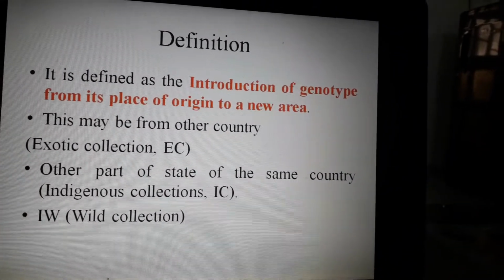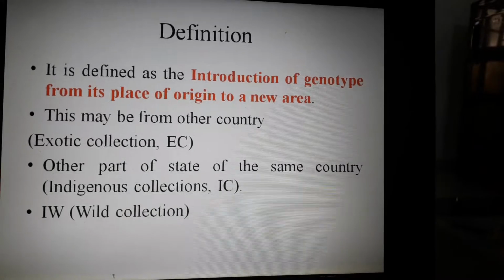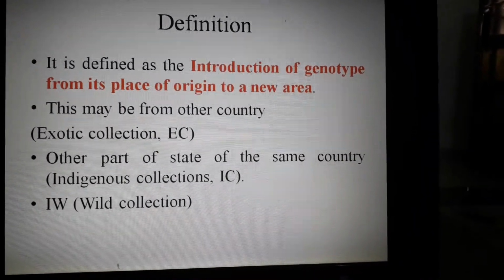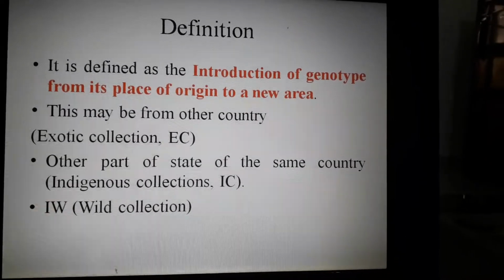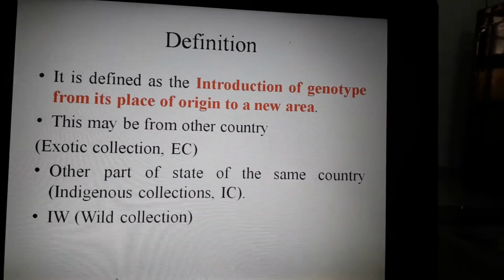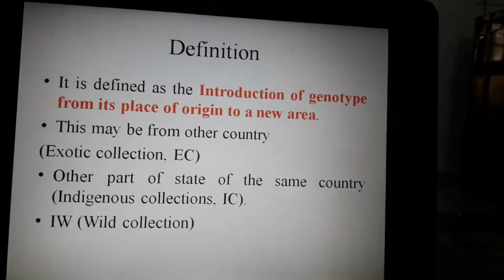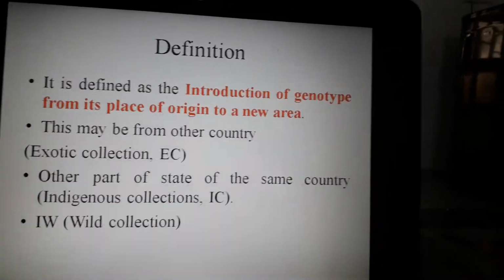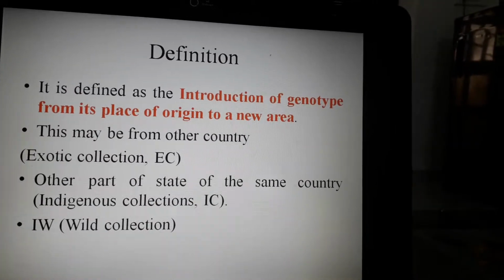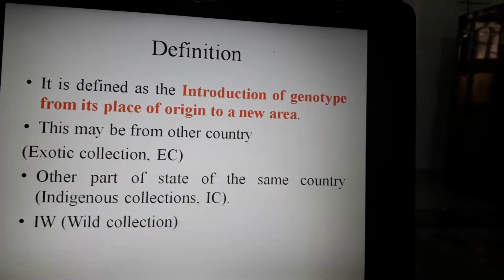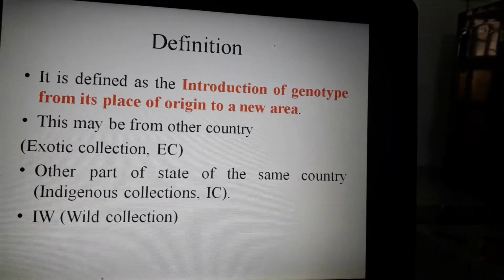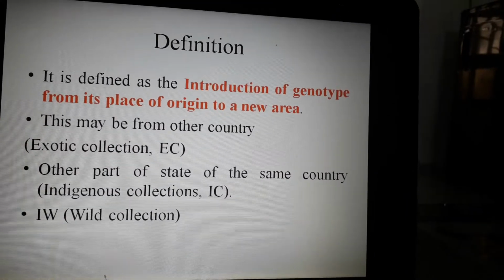In the same manner, if we bring a plant from a different state of the same country, then it is known as indigenous collection. And the third one is wild collection, which means this plant may be from any place and we want to grow it in a different place. So these are the different types of plant introduction. It may be from a different country, from a different state, or it may be a wild variety.